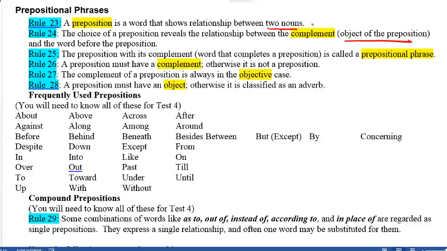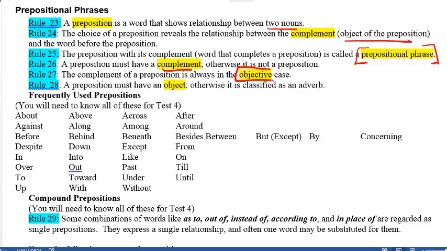Remember, a complement answers who or what. The preposition with its complement, the word that completes a preposition, is called a prepositional phrase. A preposition must have this complement, otherwise it's not a preposition. The complement of a preposition is always in the objective case.